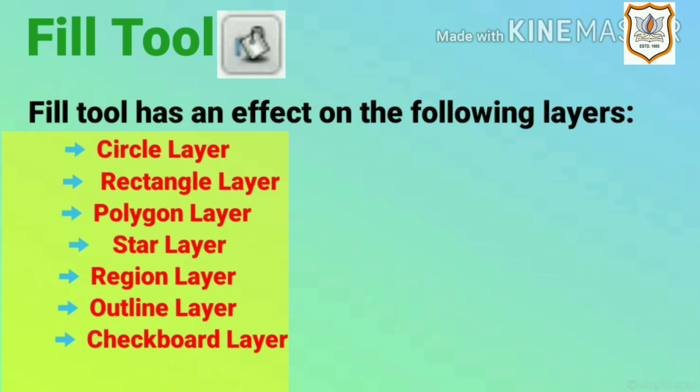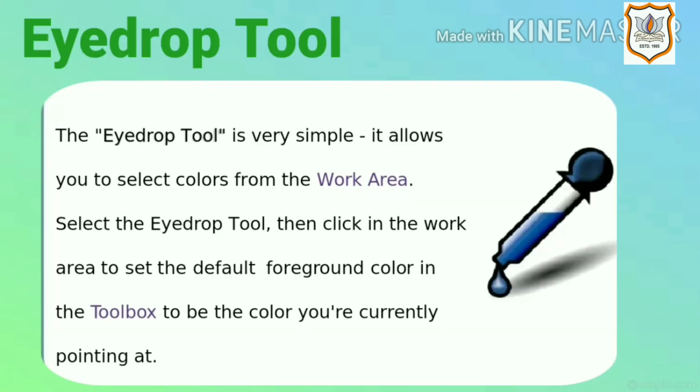This tool has an effect on the following layers: circle layer, rectangle layer, polygon layer, star layer, region layer, outline layer, checkerboard layer. The other layers are not affected by the fill tool because they use gradients to fill the visual area. Next one is the eyedrop tool.